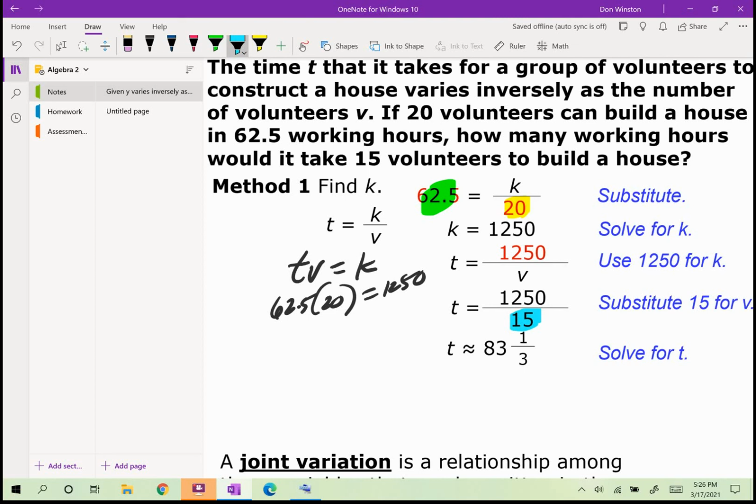Okay, so with all of these, what you want to do first is find k. Once you've found k, you write your equation, and then you use your equation and the information they give you to find the missing variable. That's inverse variation.